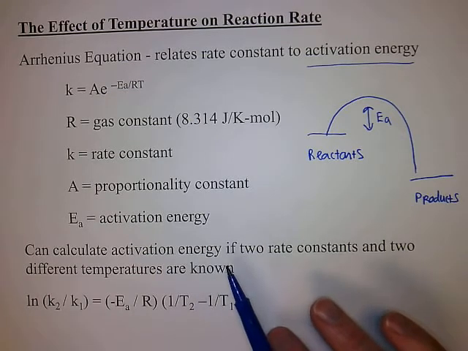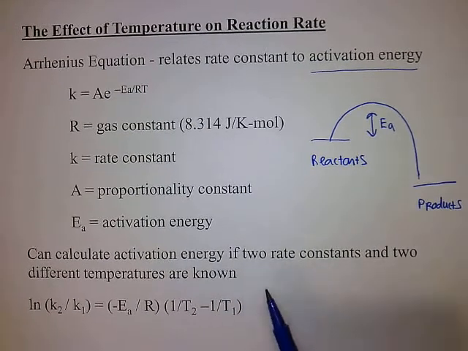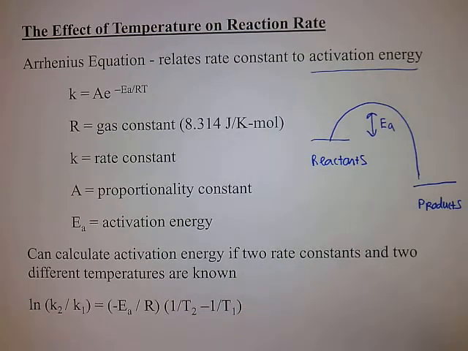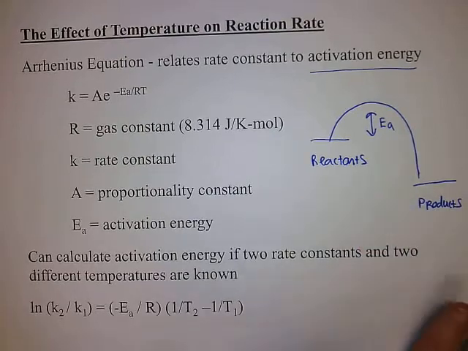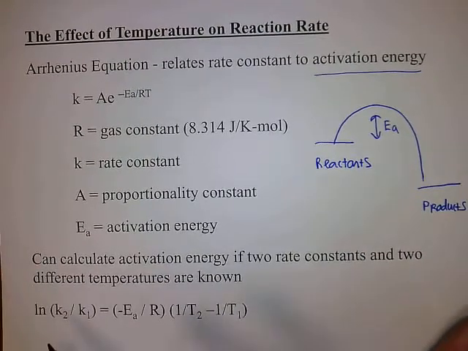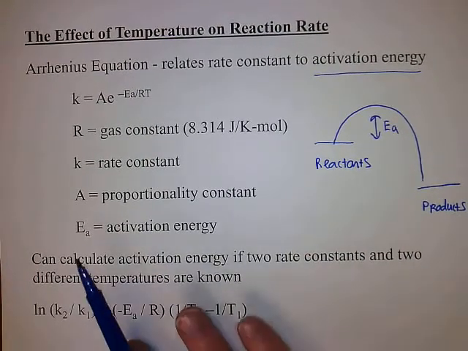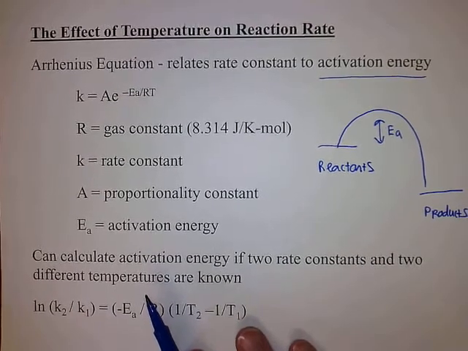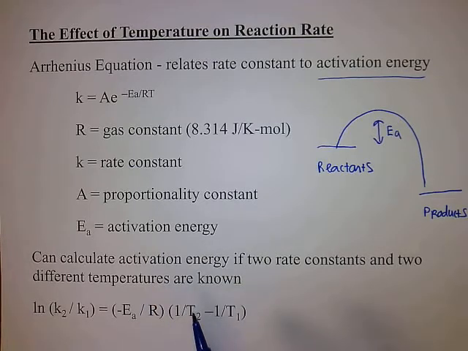Okay, so if two rate constants at two different temperatures are known, we can calculate the activation energy. And that equation is the natural log of the ratio of the rate constants, k2 over k1, is equal to negative E sub A over R times 1 over T2 minus 1 over T1.